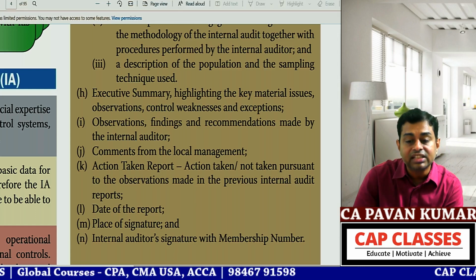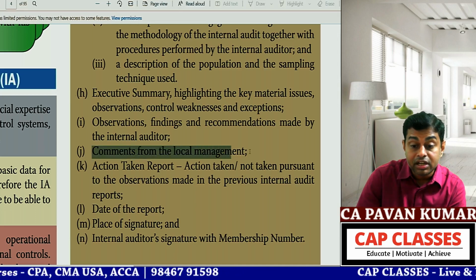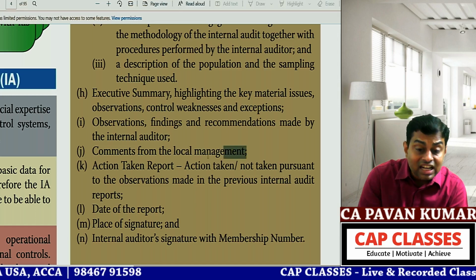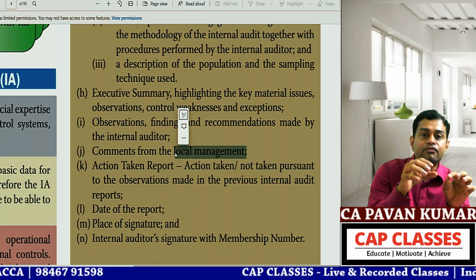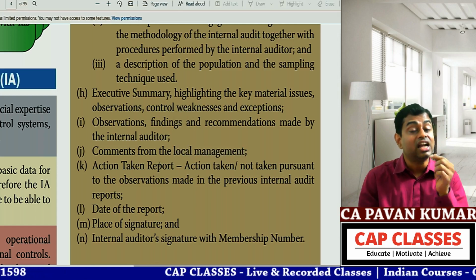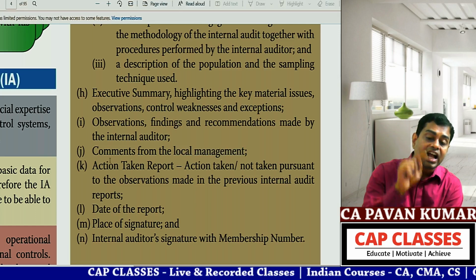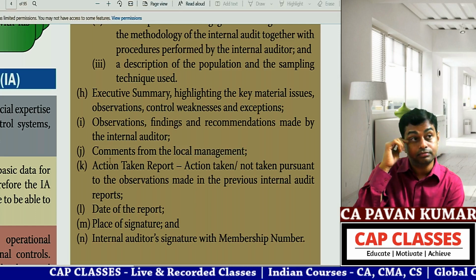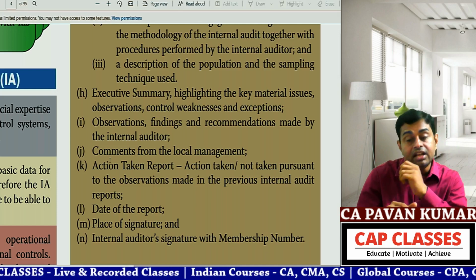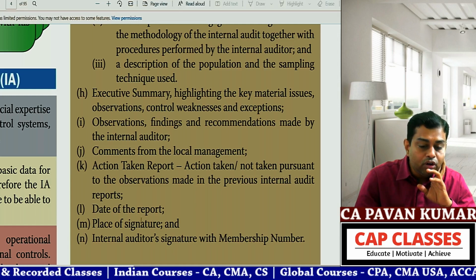Then your observations, findings, recommendations, put a star mark. Then comments from local management. This is also important. So you are saying that in our Pune branch so and so happened. So what did the Pune manager say about it? We have identified so and so in Pune branch, and when inquired, the branch head of Pune, Mr. ABC, told this. This is the comment. Then what is the action taken? Whether action is taken or not taken. The previous audit report I have given so and so. Have you taken any action on that, or have you not taken any action? Why? So from previous audit to this audit. Then date of the report, place of the report, signature.